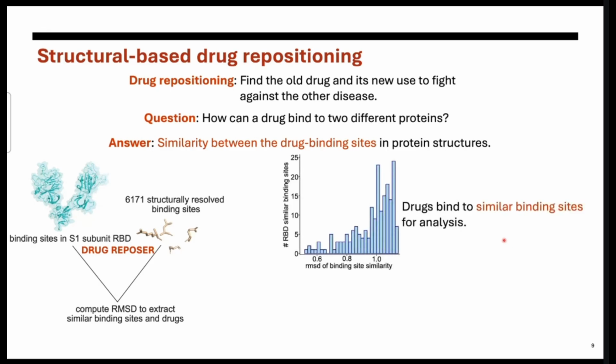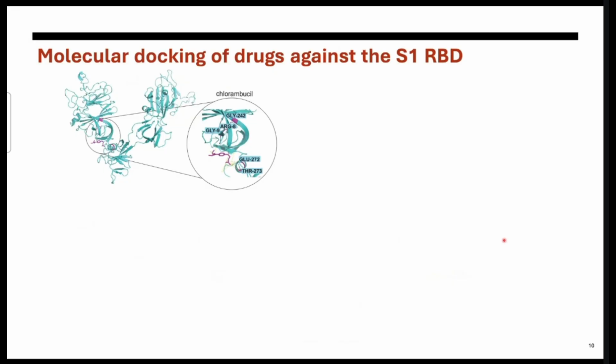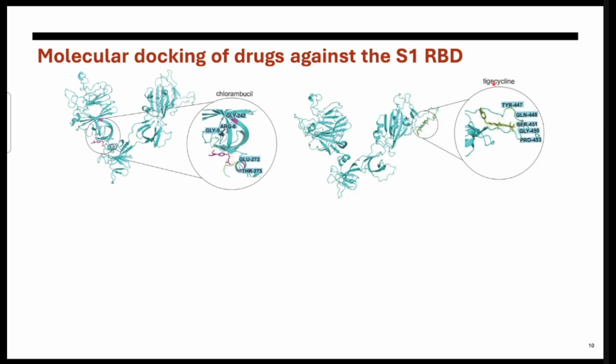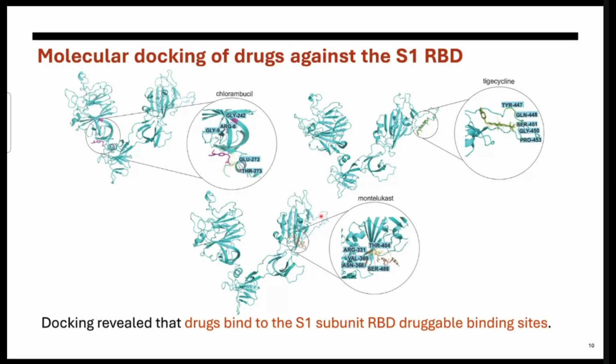And as you see in this histogram here, we identified several binding site similarities between the S1 subunit RBD and other protein structures. And then we looked into the top 3 drugs which showed high binding affinity based on the docking experiment: chlorambucil, tigecycline, and montelukast, the top 3 drug molecules strongly binding to the S1 subunit. So we took these drugs and visualized the binding sites. Chlorambucil is binding here in the RBD protein, and tigecycline is close to the ACE2 region, and then montelukast was also binding very close to the ACE2 binding site, which is responsible for human cell interaction. So the docking revealed that these S1 subunit druggable sites are responsible for drug binding.